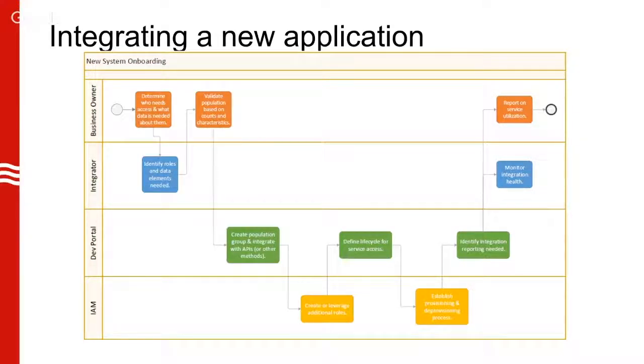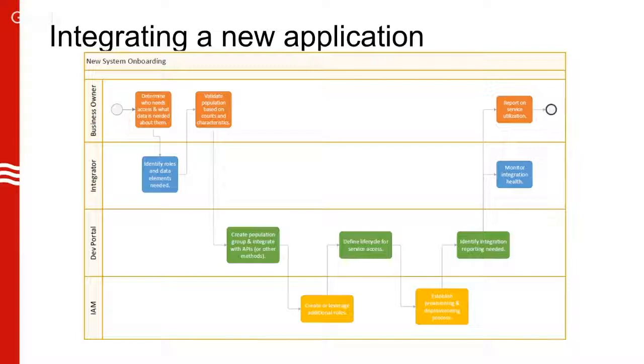Looking at what integrating a new application might look like, this might be a little bit difficult to read, so I'll walk through it. We've got on the top swim lane this idea of a business owner, underneath that an integrator, underneath that this idea of a development portal, which we didn't talk too much about in the architecture diagram, but is an important thing we're trying to work towards. And then identity and access, the identity and access management space.